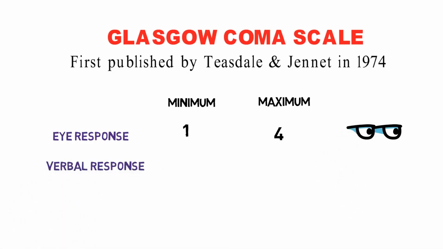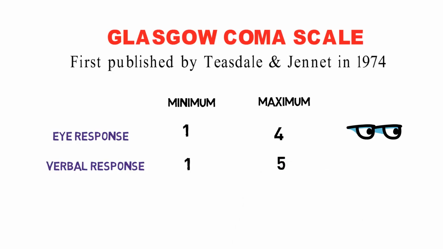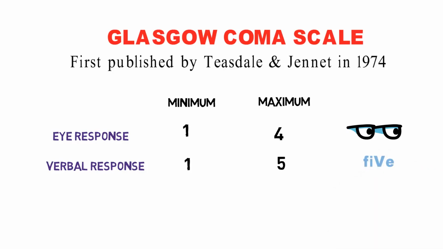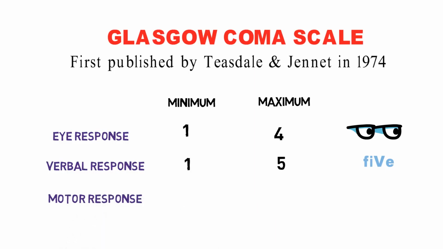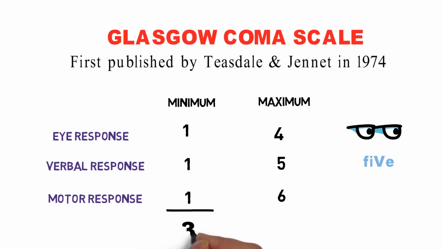Second is verbal response. Minimum score is 1 and maximum score is 5. And how to memorize this? As 5 has V in it, so 5 for verbal response. And the last is motor response. Minimum score is 1 and maximum 6. So minimum GCS score is 3 and maximum is 15.